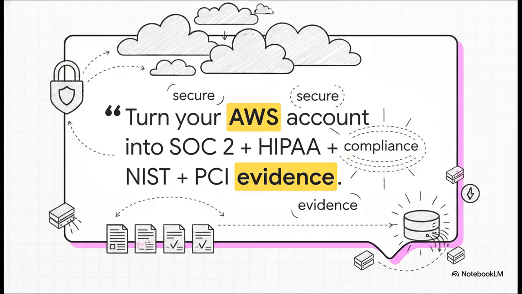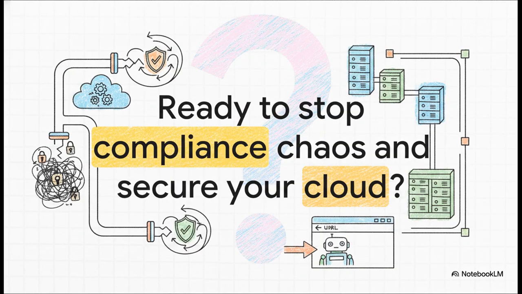HIPAA, NIST CSF 2.0, PCI DSS, ISO 27001, CIS Controls v8, and GDPR Article 32 evidence. This is hands down the most secure, comprehensive way to achieve multi-framework compliance. It kills the pain of audit prep, gives you deep security intelligence, and guarantees your data never leaves your control. The only question left is, are you ready to stop letting compliance chaos dictate your schedule and start letting security seamlessly automate your compliance? It's time to take control.